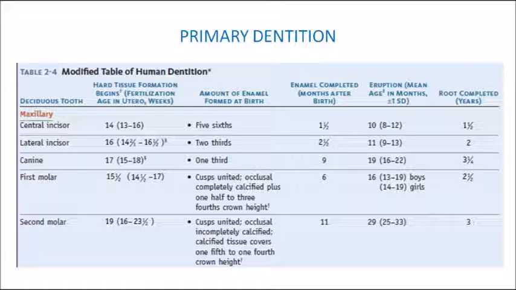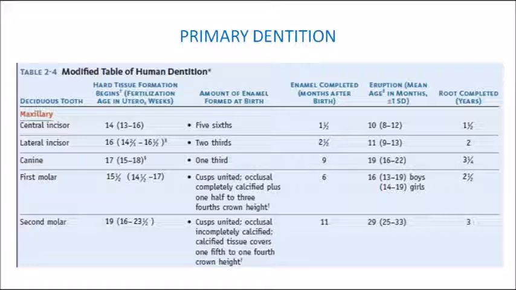Then the lateral incisors erupt at 11 months. Then the canines at 19 months. First molar at 16 months, again 13 to 19 months for boys and 14 to 19 months for girls. And the second molar is around 29 months.